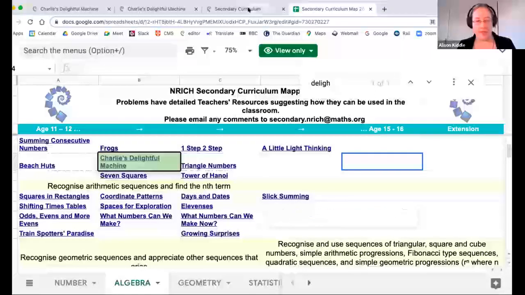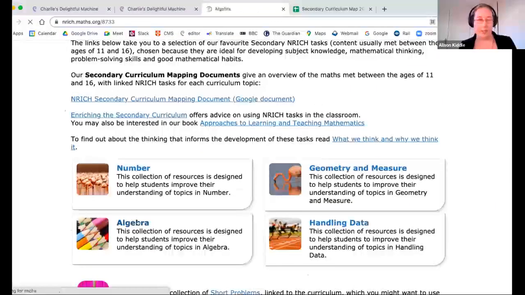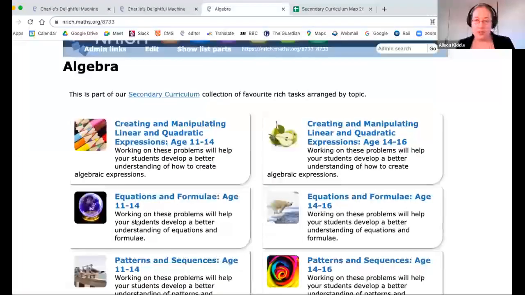Yeah, and I think this is really good that if you do find a problem on Enrich that you like and you find it on the mapping document, you can look at the problems, you know, either side of it and near it to find other things in the same vein.